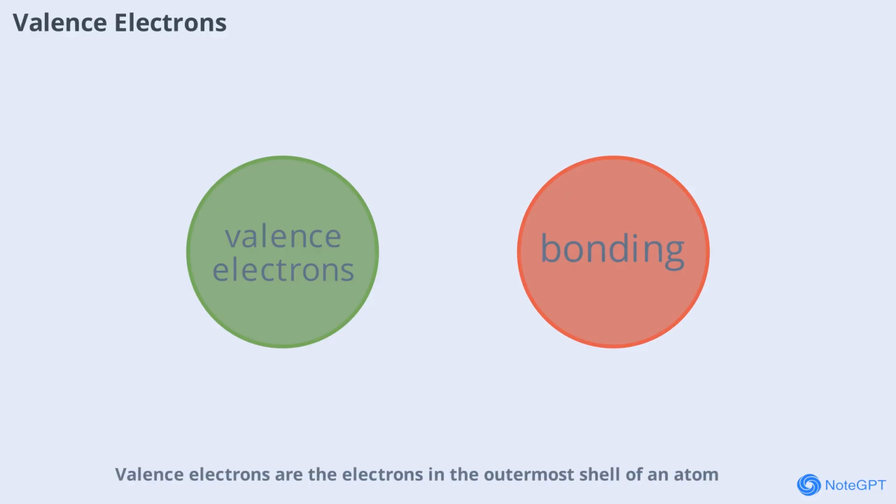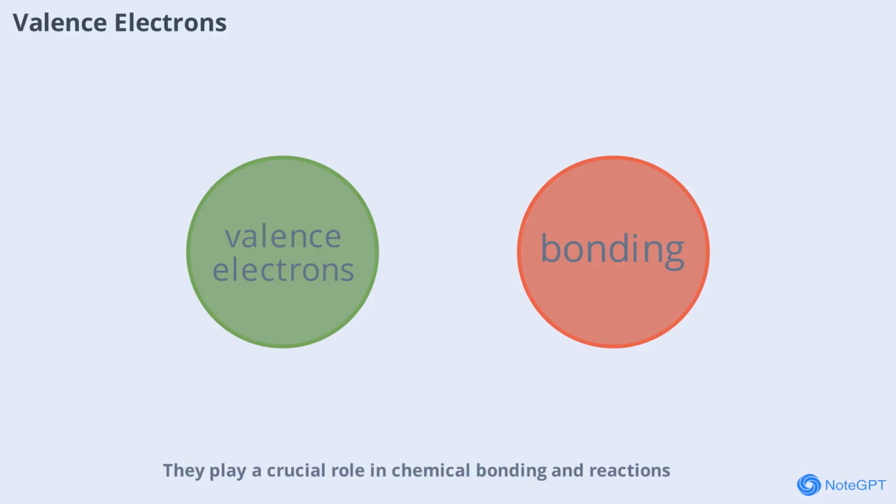Valence electrons are the electrons in the outermost shell of an atom. They play a crucial role in chemical bonding and reactions. Elements in the same group have the same number of valence electrons, which explains their similar properties.